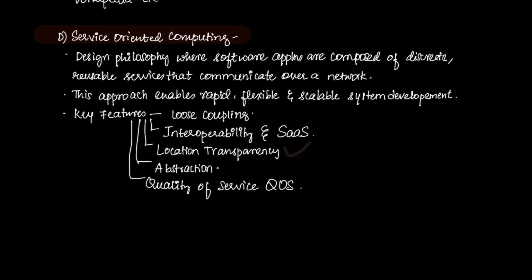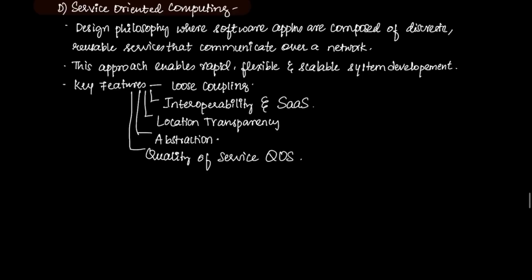Location transparency. So irrespective of the location, these applications could be accessed by anyone, everywhere, and the user's location is also abstracted here. Abstraction, that is, the hardware level is abstracted here. Only software is focused. Then quality of service. Quality of service is focused here as you are providing the service as a utility. Okay, so this service could be the web applications which you are hosting.